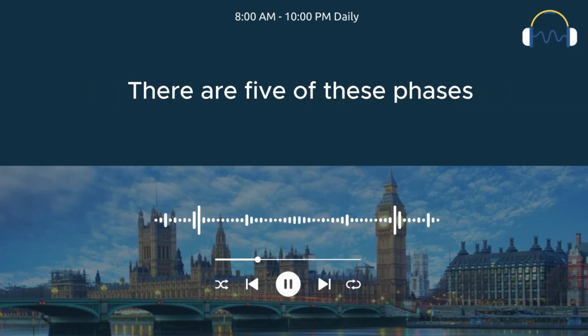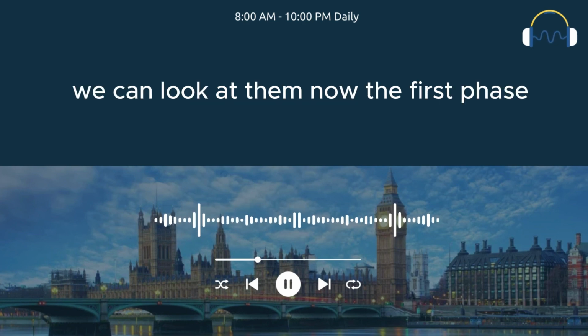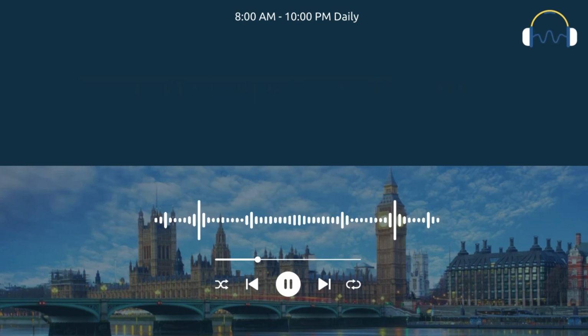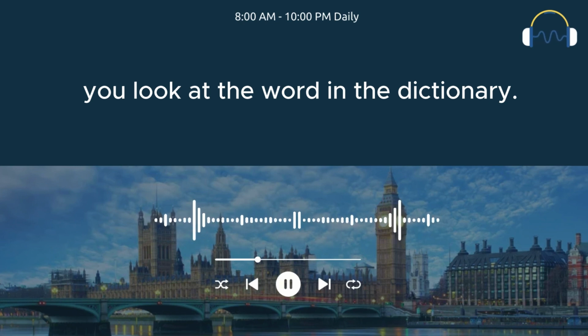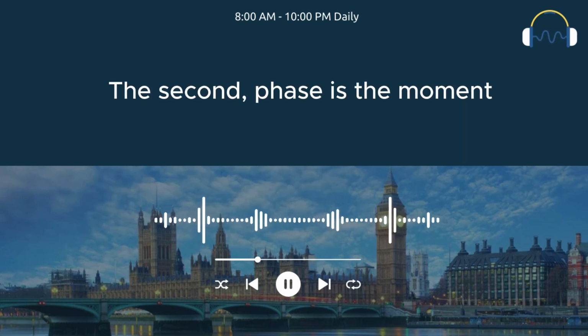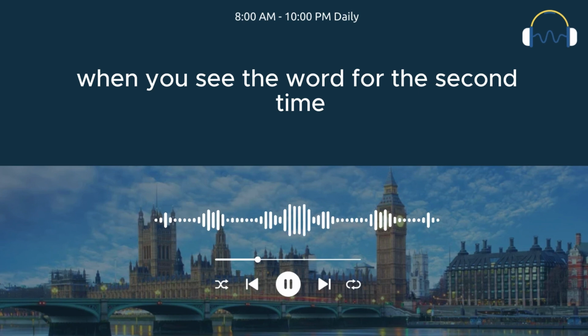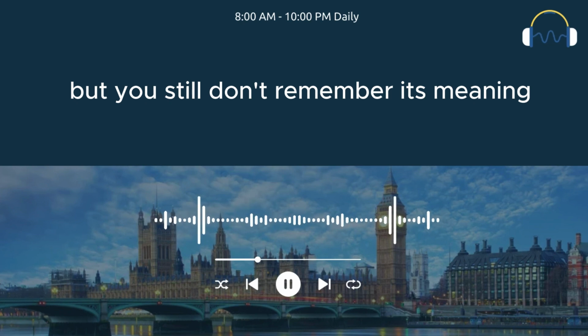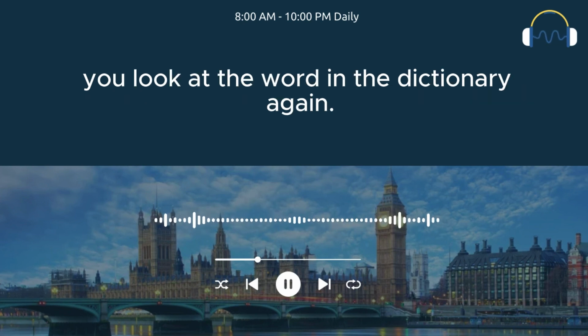There are 5 of these phases. We can look at them now. The first phase is the moment when you see the word for the first time and you don't know the word. You look at the word in the dictionary. The second phase is the moment when you see the word for the second time. You know that you saw this word before, but you still don't remember its meaning. You look at the word in the dictionary again.